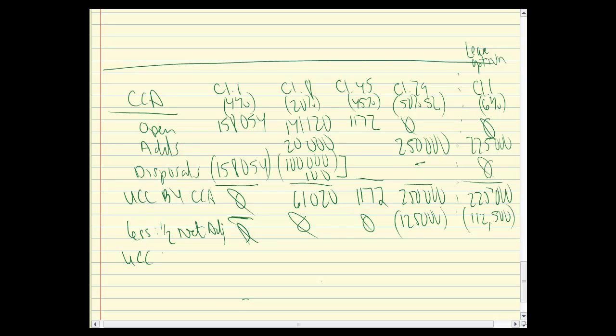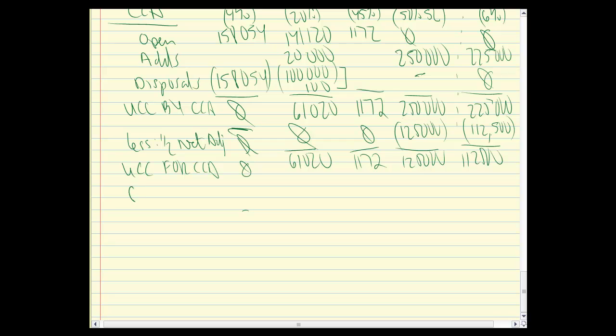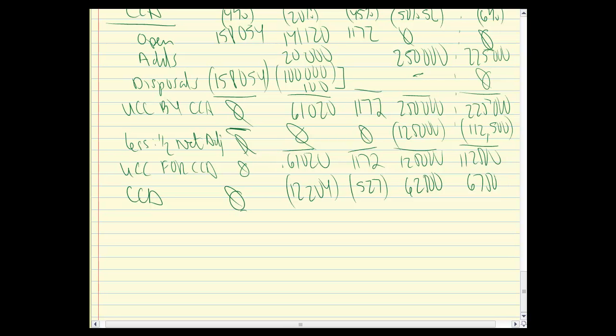So now you're going to say UCC for CCA, which is basically 0 still, 61,020, 1172, 125, 1112, 500. And you're going to go CCA, 0. And all you can do now, very simple math, is this times the percentage. Everybody agree? Not rocket science. So what are those numbers? 20% times that is 12,204. Okay, 45% times 117,527, 62,500, and 6750. Oh no, that's one 0 too many. So all you can do is CCA: that number times the percentage, very straightforward.